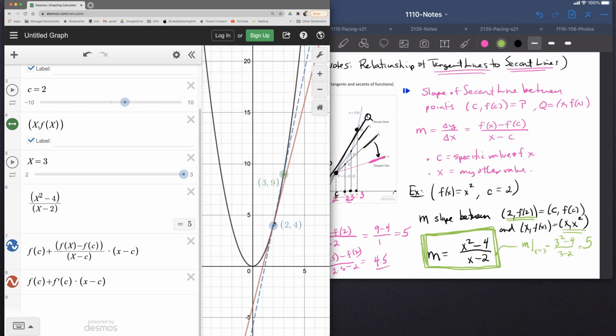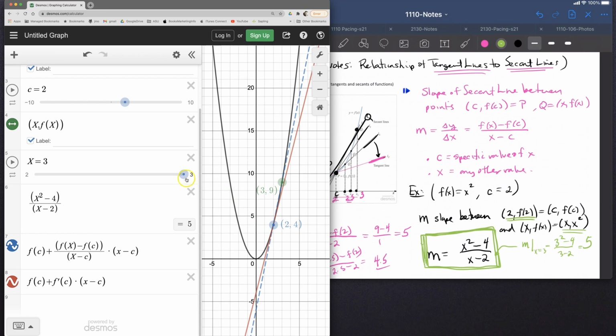As the two points get closer and closer, the blue dotted secant line should get closer and closer to the tangent line. And the slope, we can see here, is getting closer and closer. It looks like we might be getting closer and closer to the number 4. We'll see that more as we progress with the course.